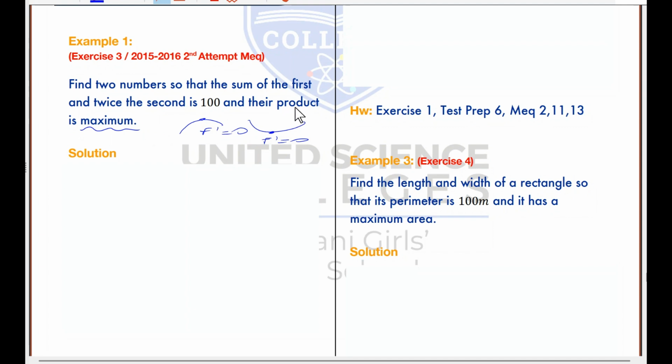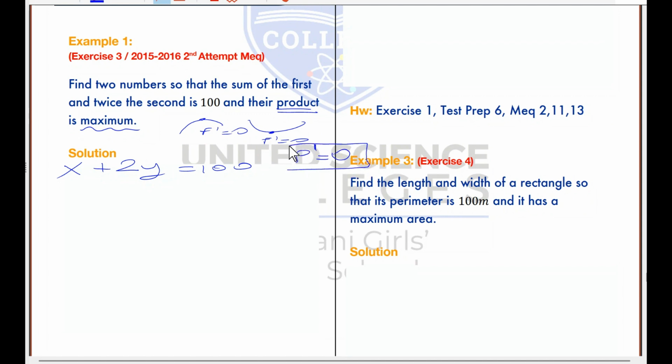Derivative of what? Derivative of the product. Product of what? Two numbers. What are those two numbers? Let's say one of them is x and the other one, let's say, is y. We have two different values. The sum of the first and twice the second is equal to 100. The question is asking about their product to be maximum. So we are looking for the derivative of the product to be 0.